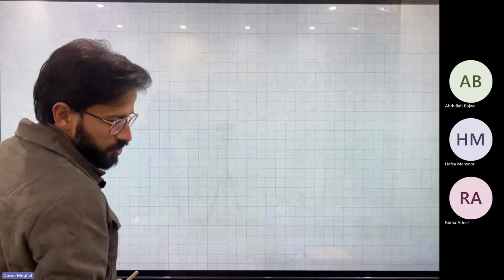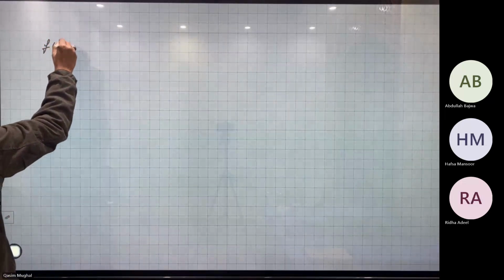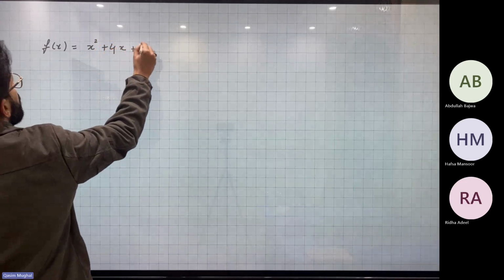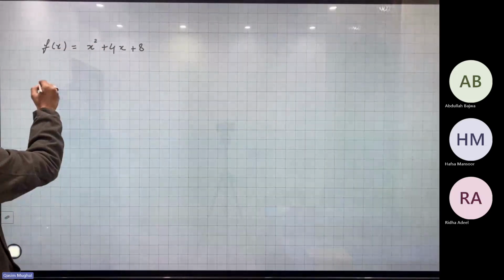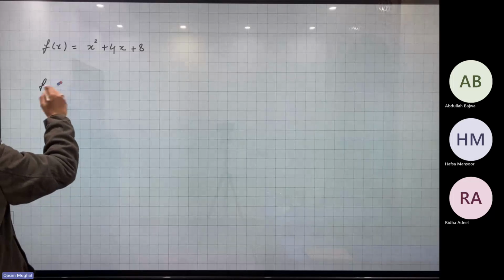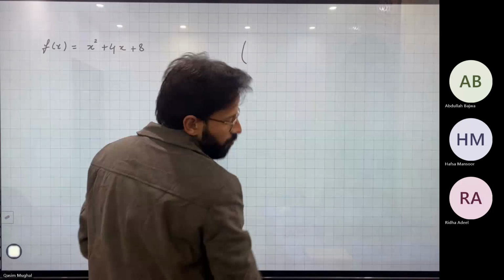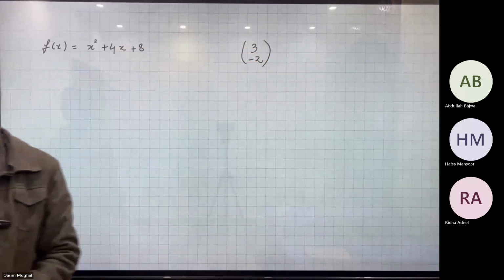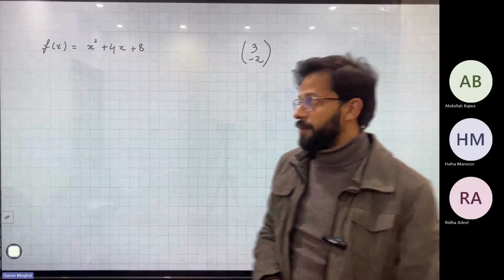Okay. So let's suppose you have a function x squared plus 4x plus 8. ठीक हो गया? एग्जामिनर आपको कहता है कि इसको ट्रांसलेट करें बाय अ वेक्टर 3, minus 2. ट्रांसलेट करें बाय वेक्टर 3 and then -2.